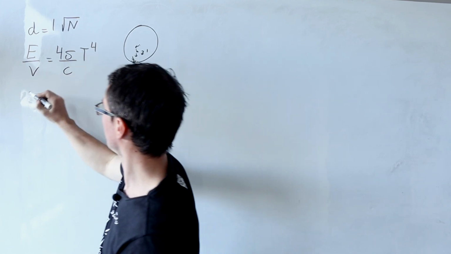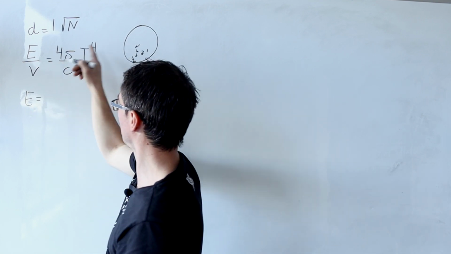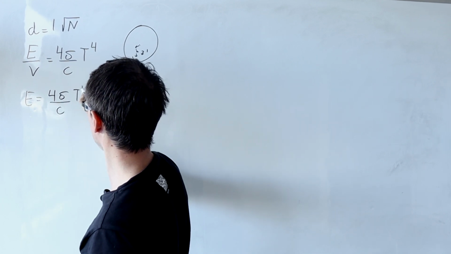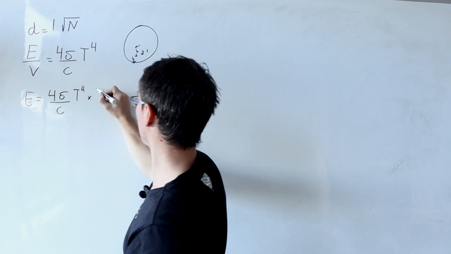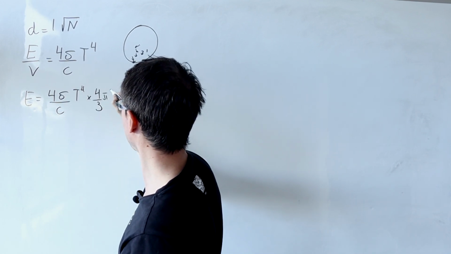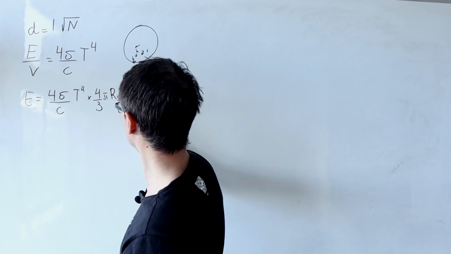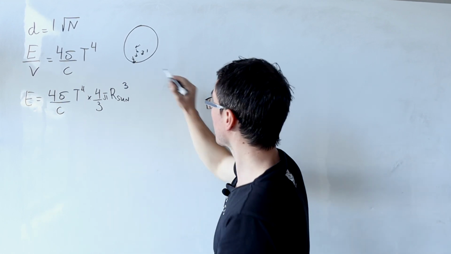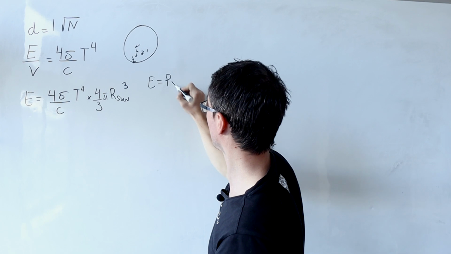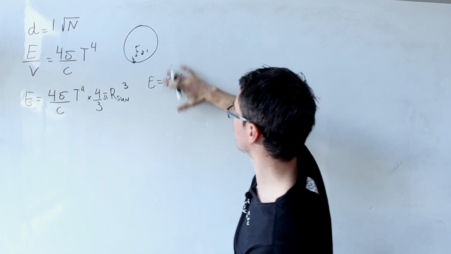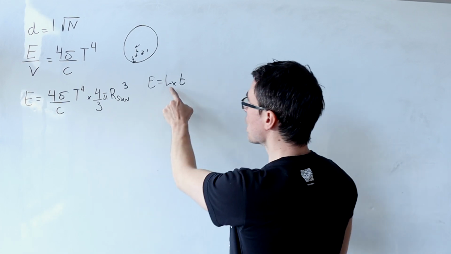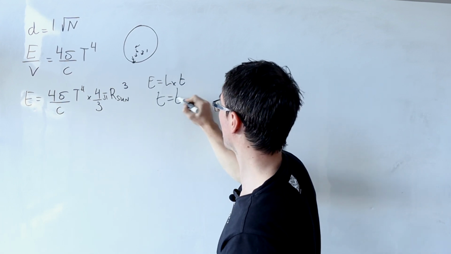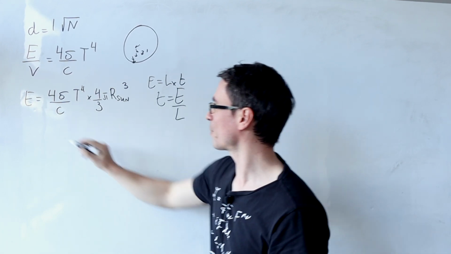Well, why is that? Because we know the total energy will be given by this density times the volume. So it'll be 4 times Stefan's constant, T to the power of 4, multiplied by the volume of a sphere, which is 4/3 pi times the radius of the sun cubed. Now that we have this energy, we can use the fact that energy is power times time. But remember, power is exactly the same as luminosity. So all we need to do to work out the time is to divide the energy by the luminosity. Well, let's first calculate the energy.